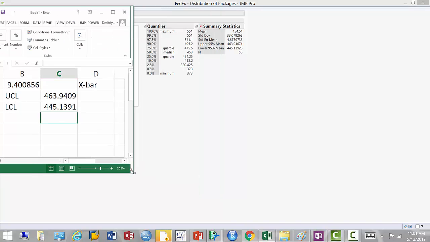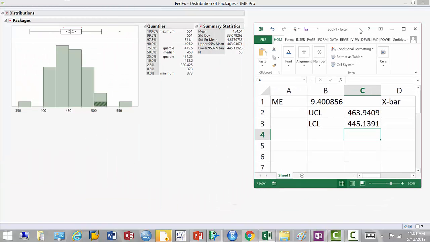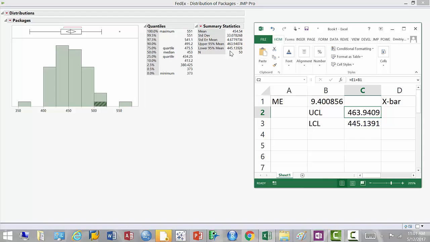Well, now let's compare. Okay, I'm going to make it smaller. So when I did the analysis of my sample in JMP, it gave me a histogram, it gave me different quartiles, standard values, and summary statistics. And part of summary statistics is upper 95% and lower 95%. Are they the same value or are they different values? Let's take a look. 463.94, that's your upper, and 445.139. Close. Yep, close enough. So the difference is only in like the fourth decimal, right?